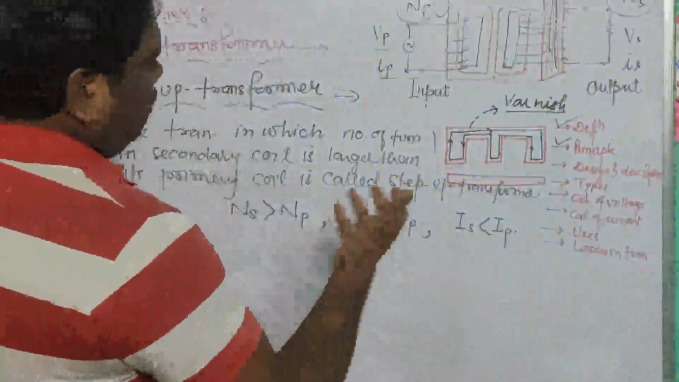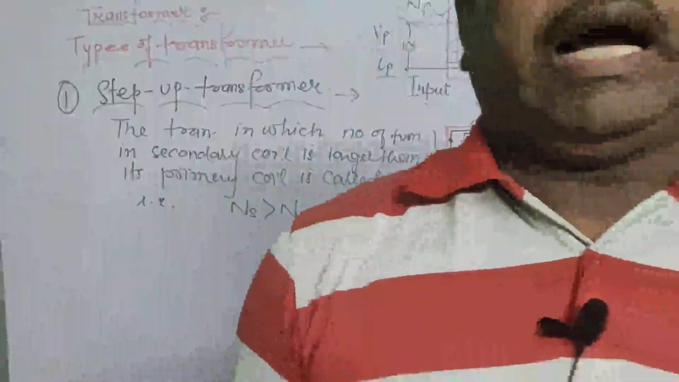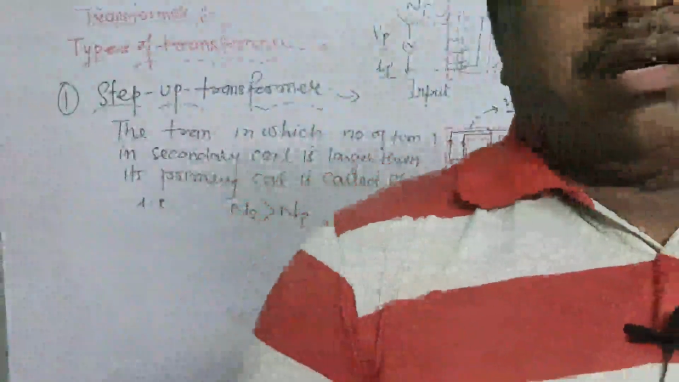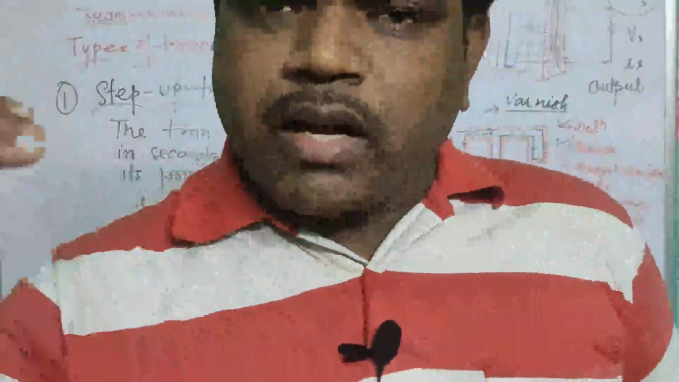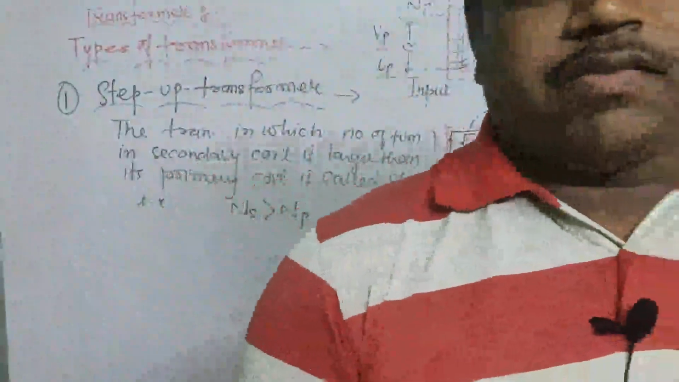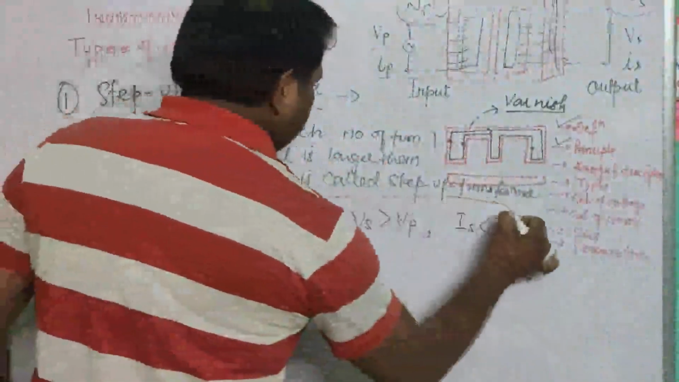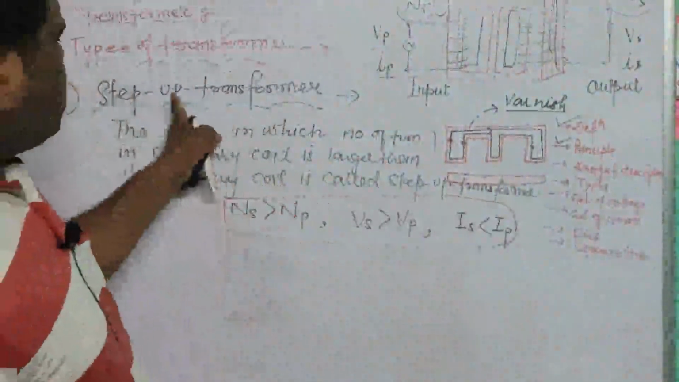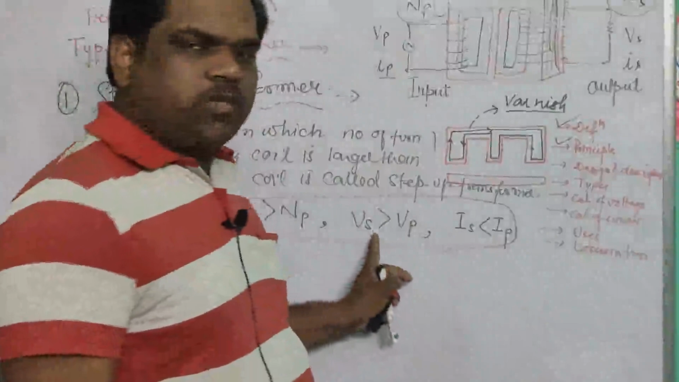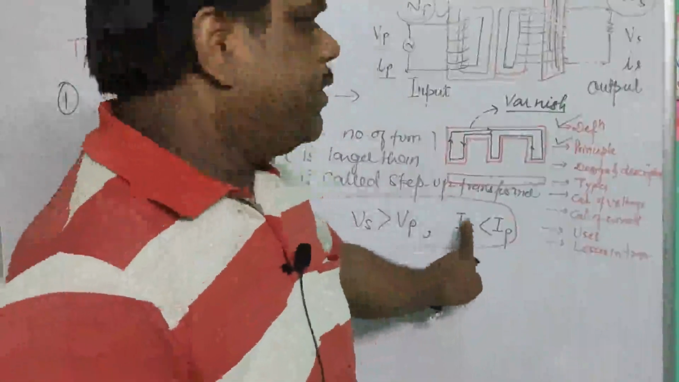On the basis of number of turns, we can also identify that in case of step up transformer, if the number of turns in secondary coil is more compared to number of turns in primary, then that transformer is said to be step up transformer. So please remember these three things. In case of step up transformer, NS is greater than NP, therefore Vs will also be greater than Vp, but current Is is less than Ip.